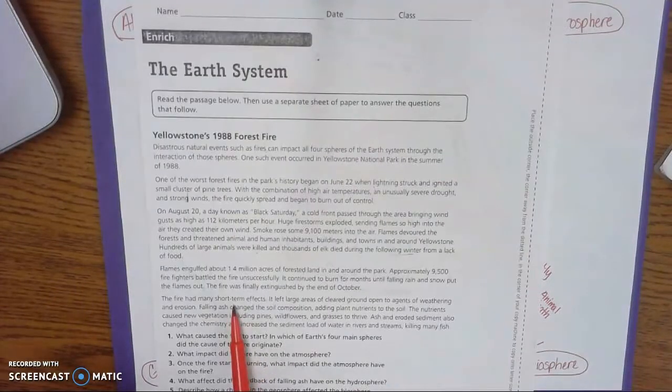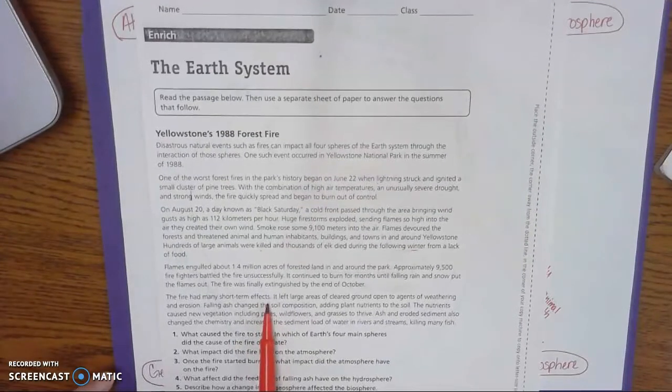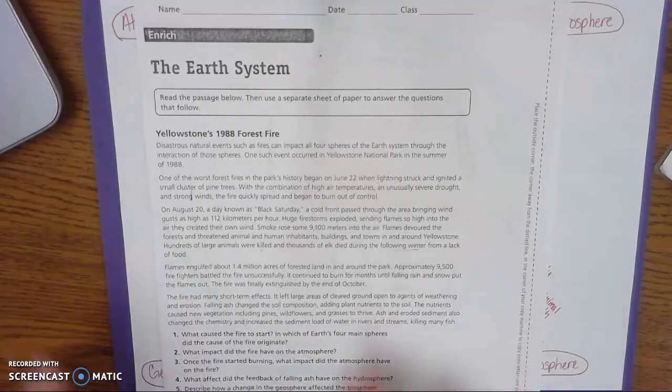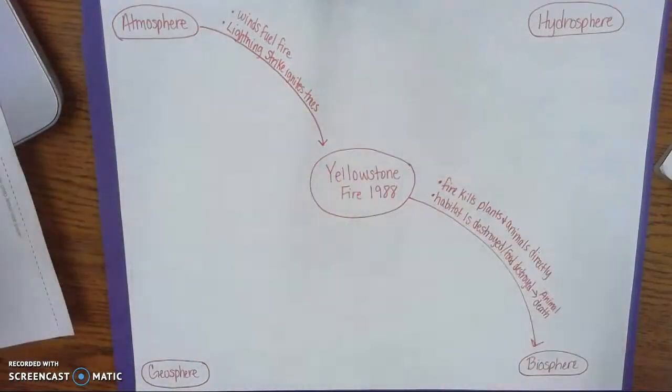All right, now let's talk about those short-term effects, going back to the fire itself. It left large areas of clear ground open to agents of weathering and erosion. Falling ash changed the soil composition, adding plant nutrients to the soil. Now, let's pause right here because there's a lot going on here, and let's break it down. If we got a fire, what is being produced into the air from a fire? Well, you're getting a lot of CO2, you're getting a lot of smoke, and you're getting a lot of ash that is all released into the air.